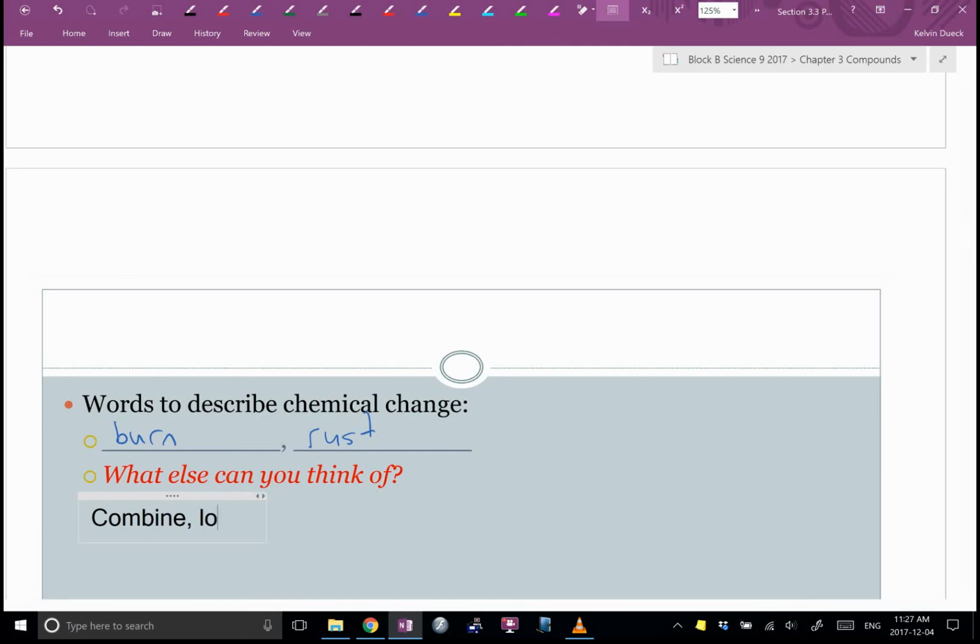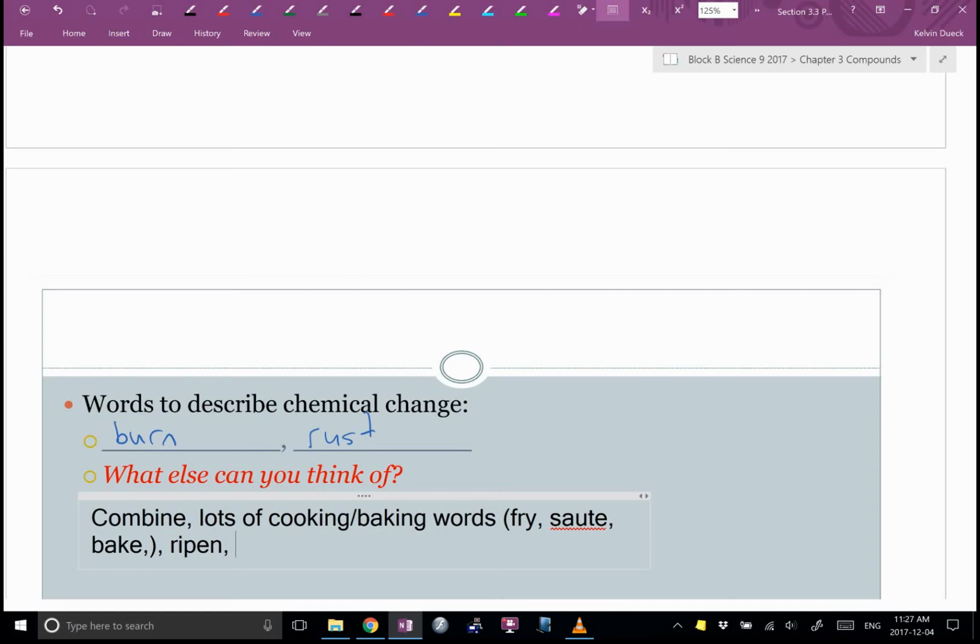Okay. Lots of cooking and baking words. Fry, saute, bake, etc. So most of those are non-reversible. Fruit, when it ripens, that's a chemical change. It's combining usually with oxygen in the air and forming new molecules.